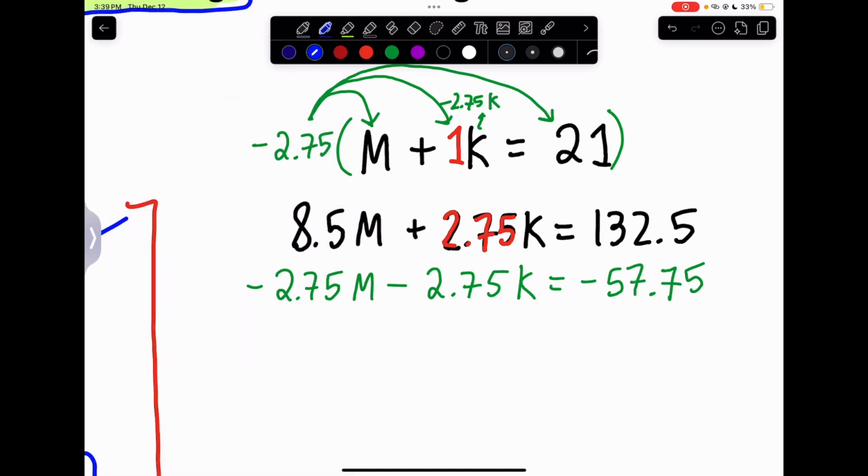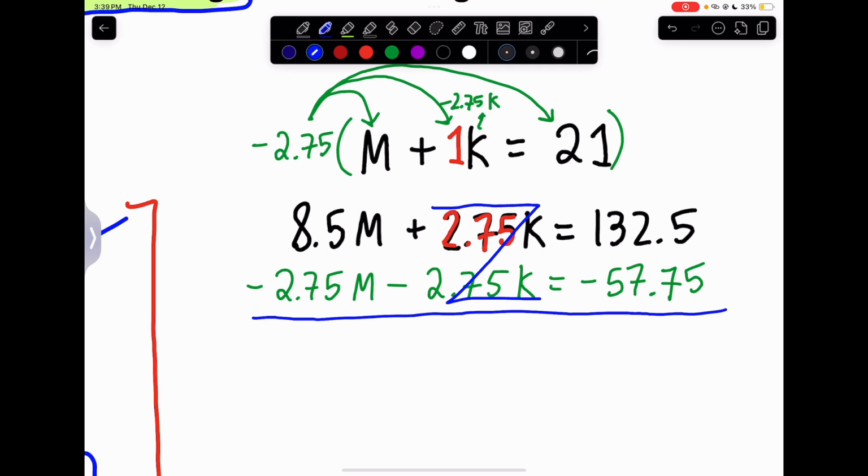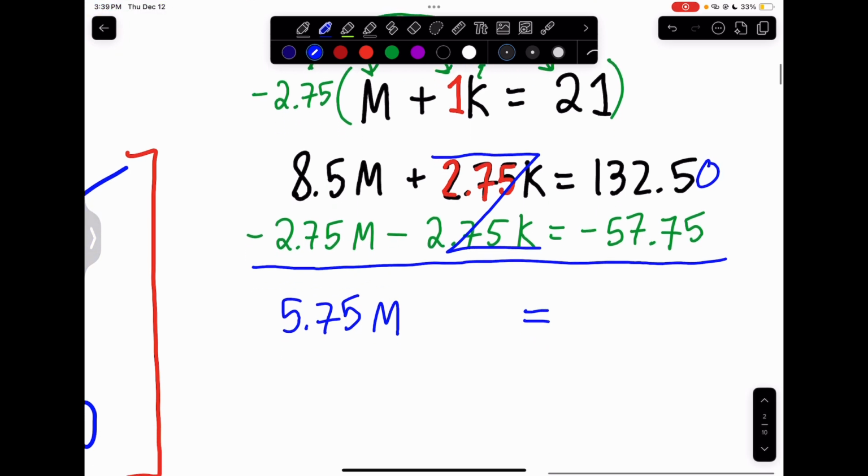Okay, so now let's go ahead and combine. I know that I've got 0K. Awesome, that was my goal. And then let's see, 8.5 minus 2.75. Okay, this one I will do mentally. I get 5.75M equals, okay, let's see. Now I know how you guys feel. I'm trying to be fast here.